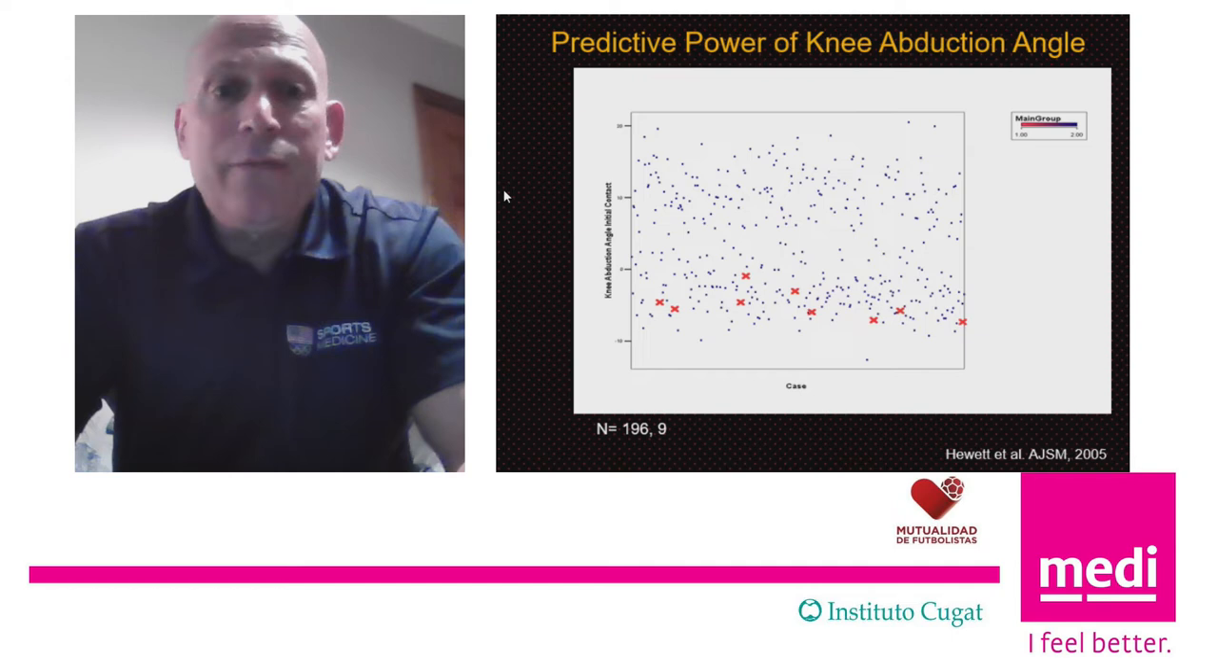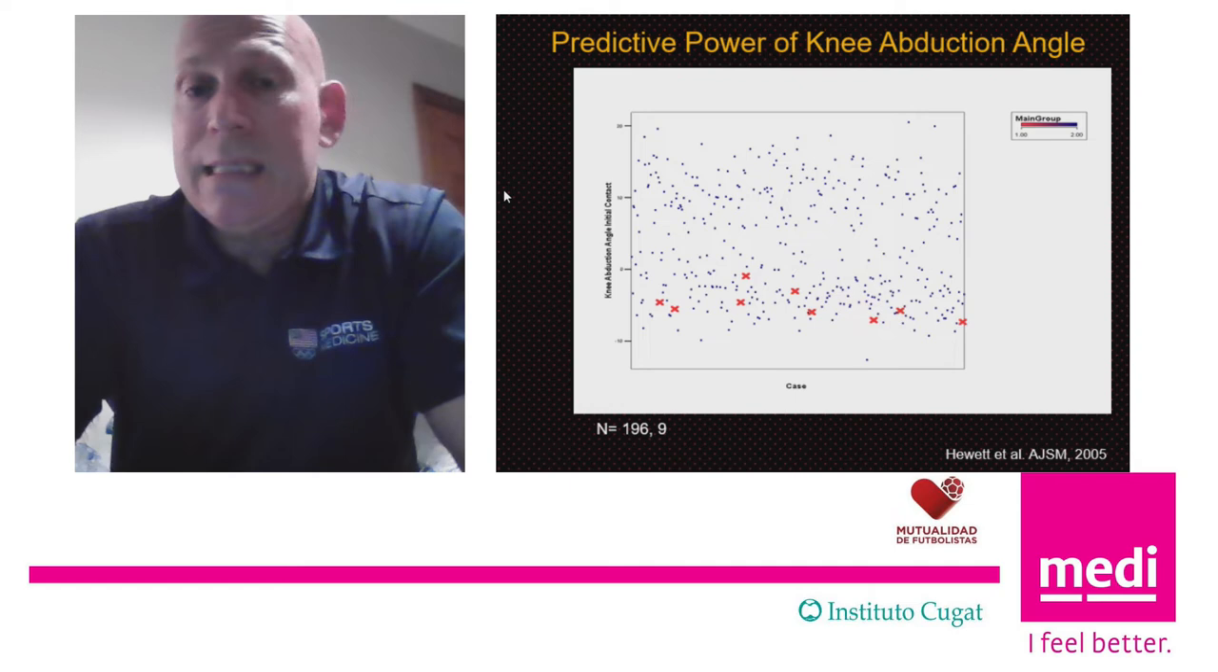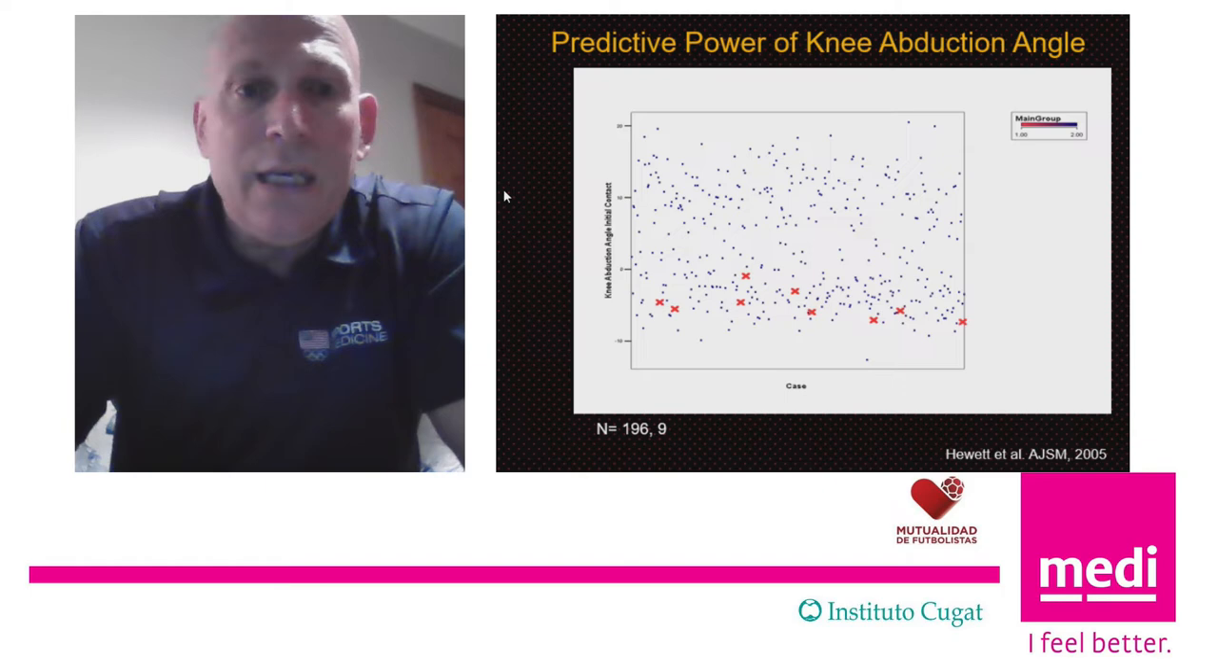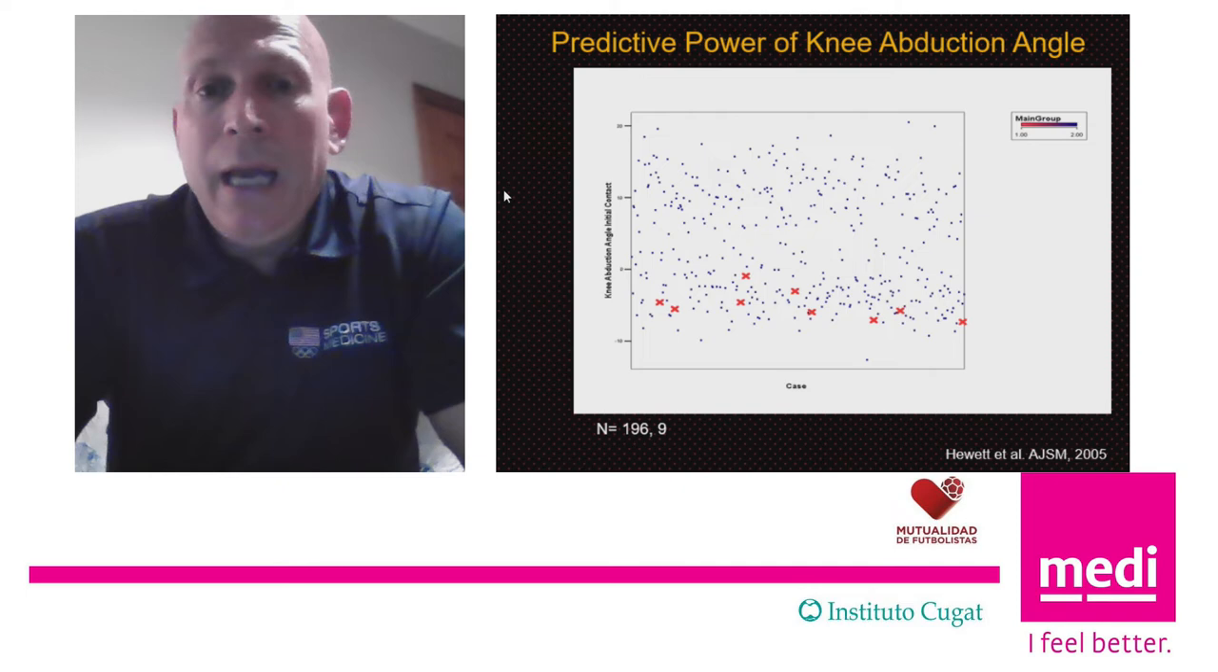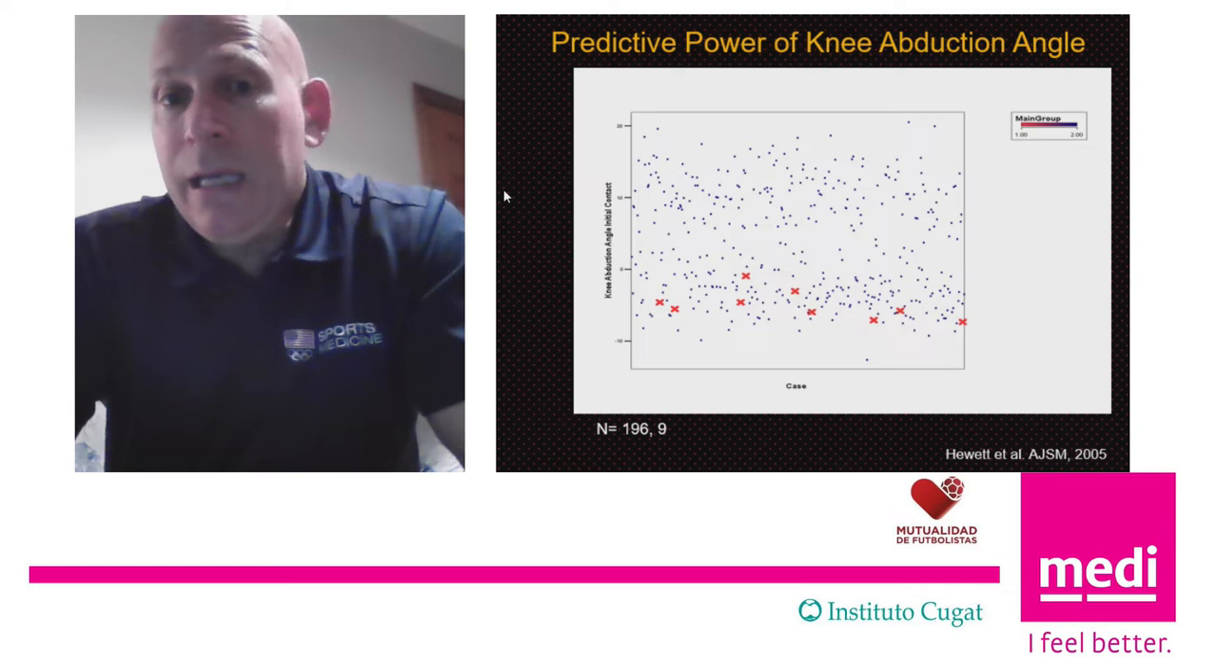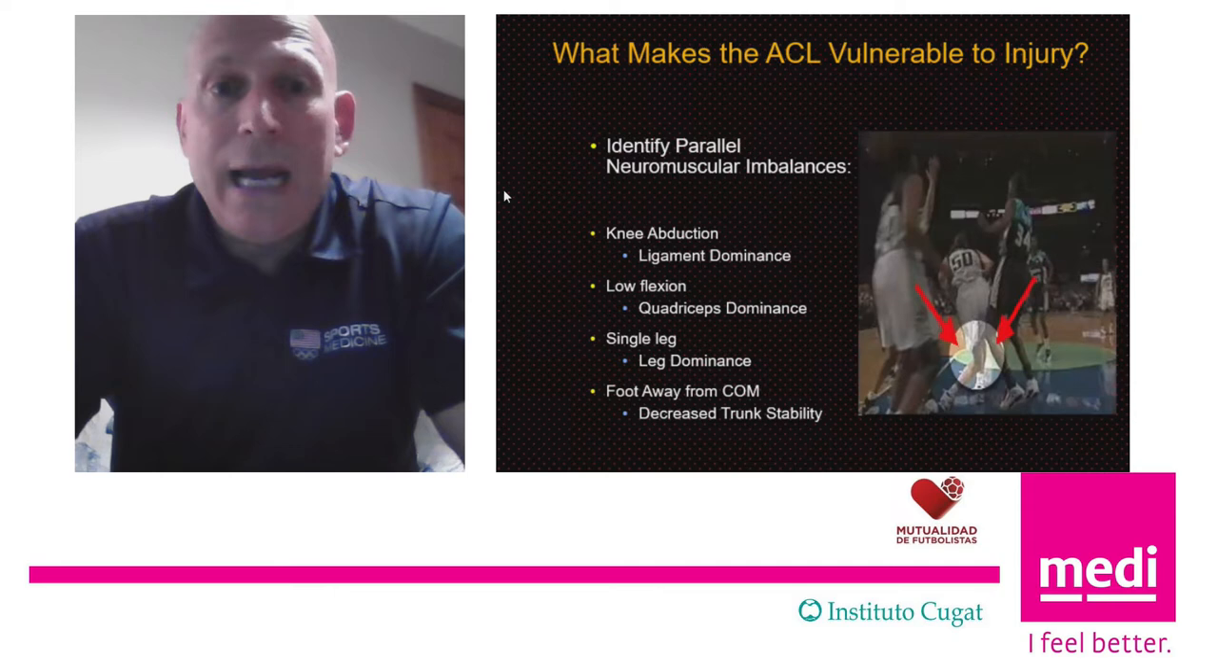And if you see the X's here, those X's are the young females that go on to a first ACL injury. And what this shows us is that knee abduction angle at initial contact is a good predictor. And not only that, maybe half of these young females are at relative risk for an ACL injury. So, again, what are the neuromuscular imbalances?